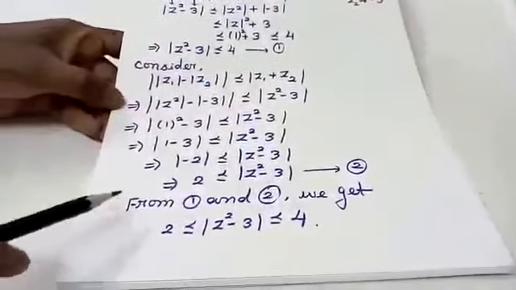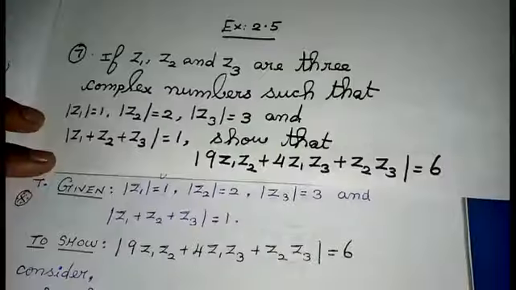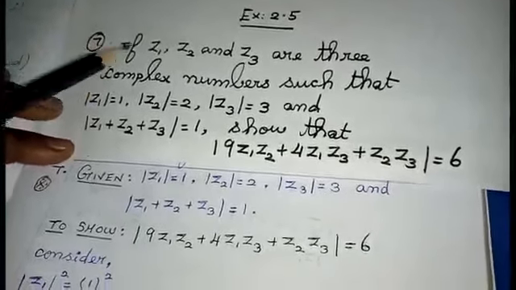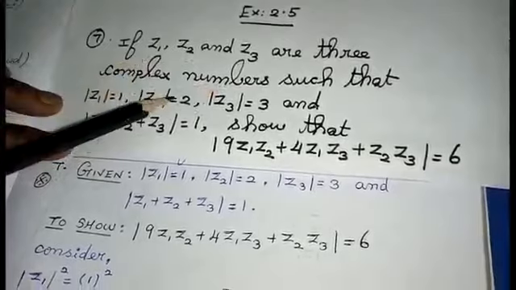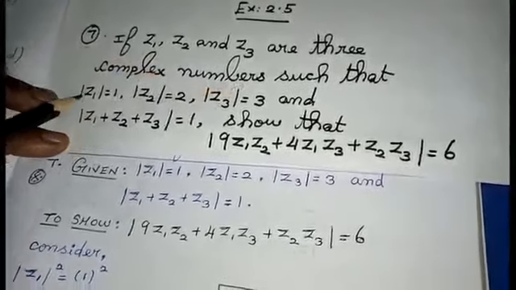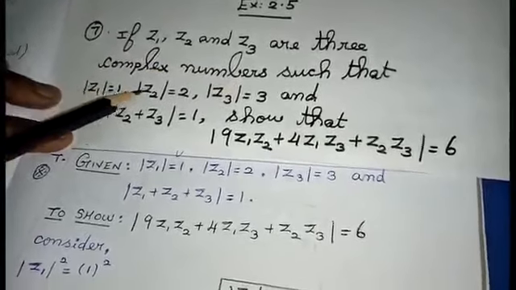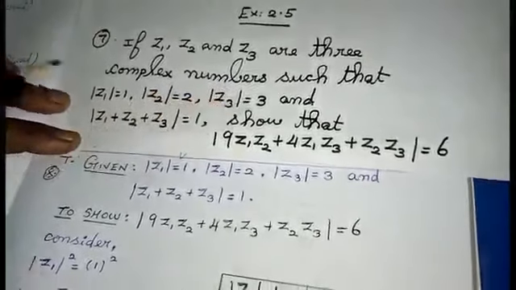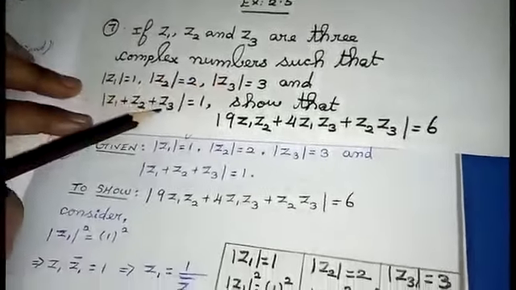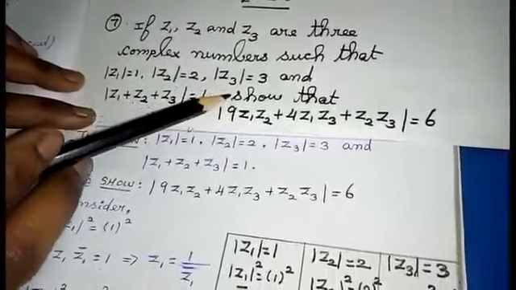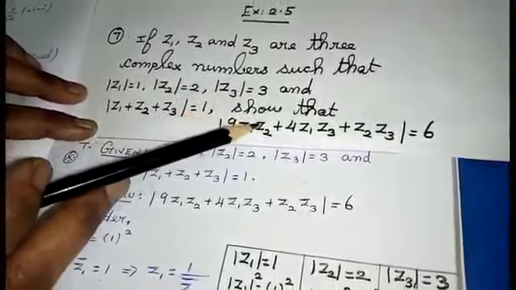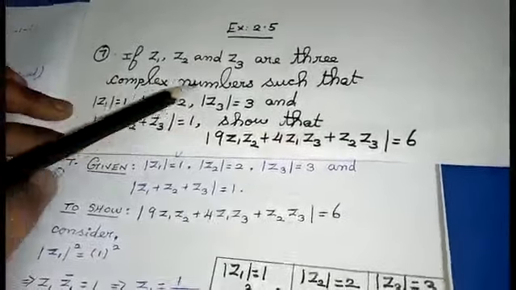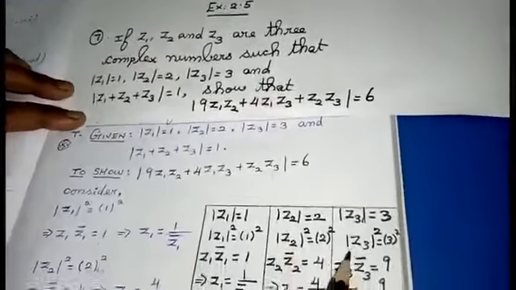Next, we are going to move on to the 7th sum. Exercise 2.5, 7th sum. If z1, z2 and z3 are three complex numbers such that modulus of z1 equal to 1, modulus of z2 equal to 2, and modulus of z3 equal to 3, and modulus of z1 plus z2 plus z3 equal to 1, they are asking you to show this particular value equal to 6. What I am going to do is, I am going to take these three conditions first. I am writing here, students.